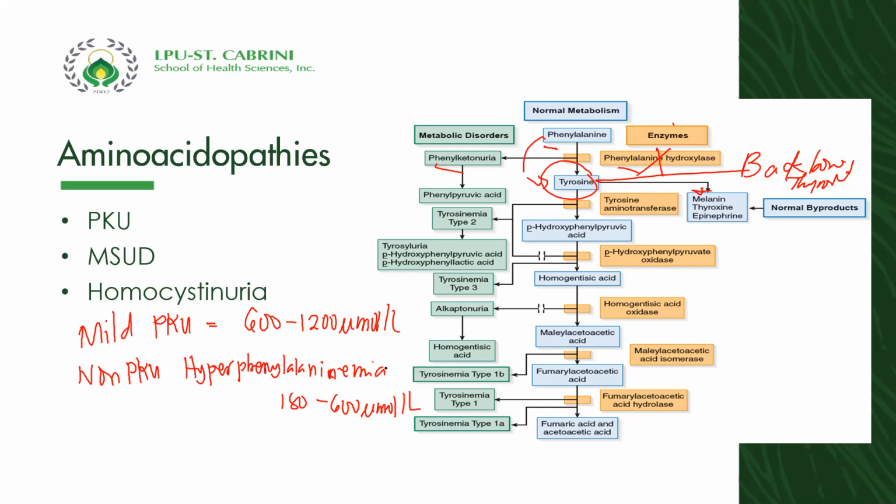How about homocystinuria? When we said homocystinuria, there is an impaired enzyme activity resulting in elevated levels of homocysteine and methionine in plasma and urine. Okay? Plasma and urine. The problem in this metabolism is your homogentisic acid oxidase.